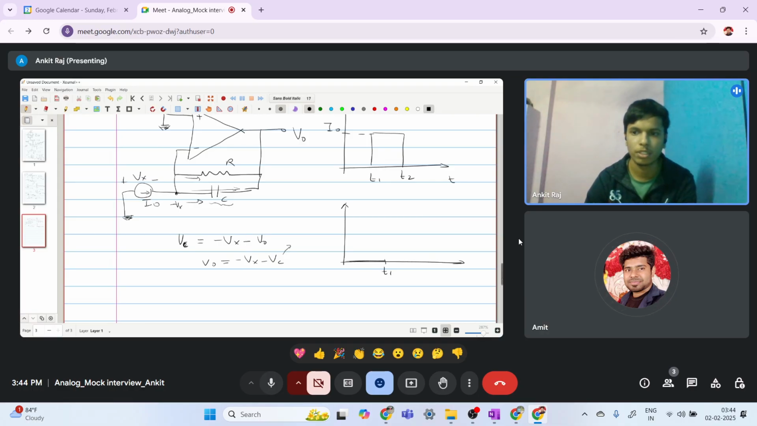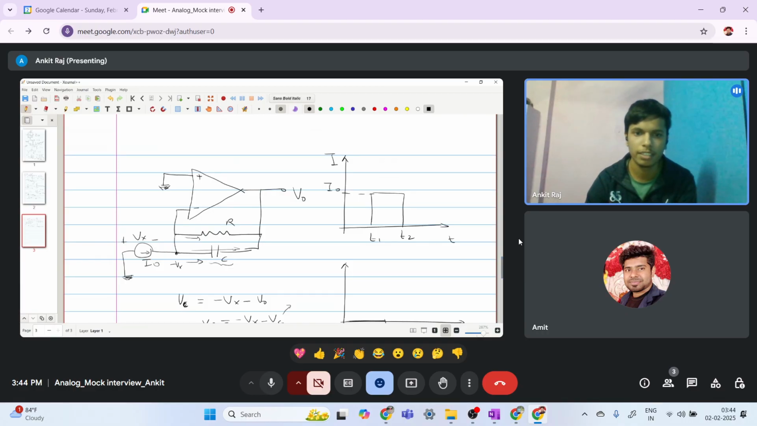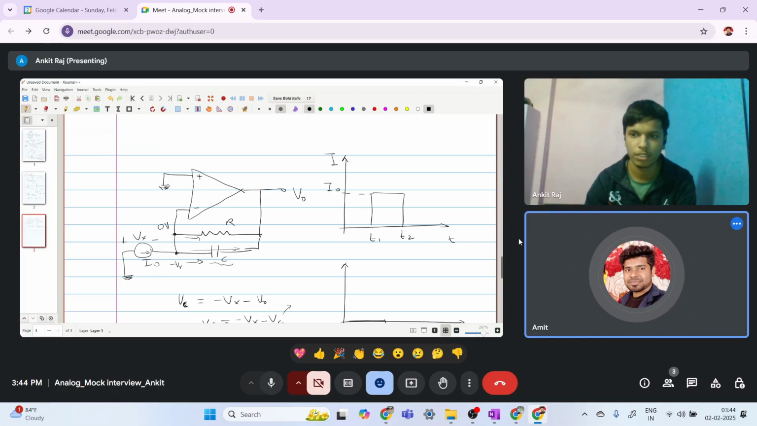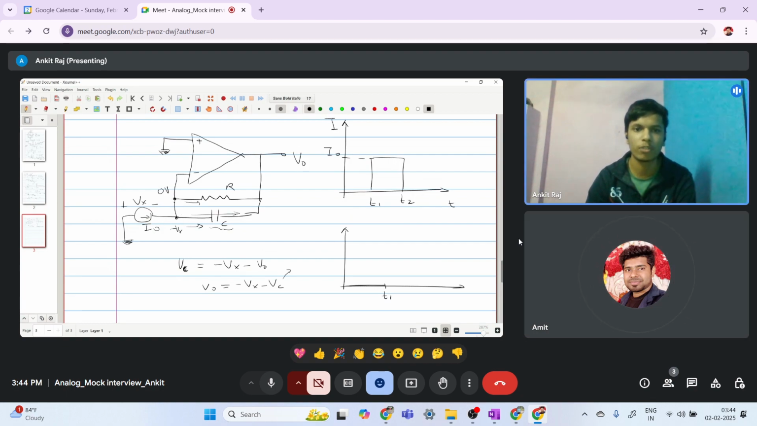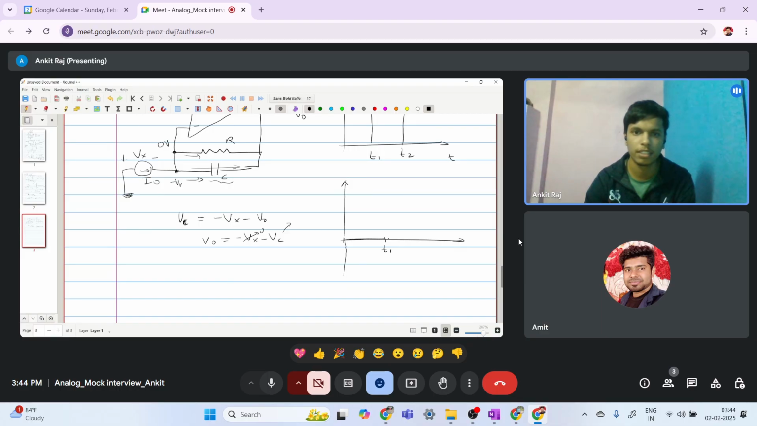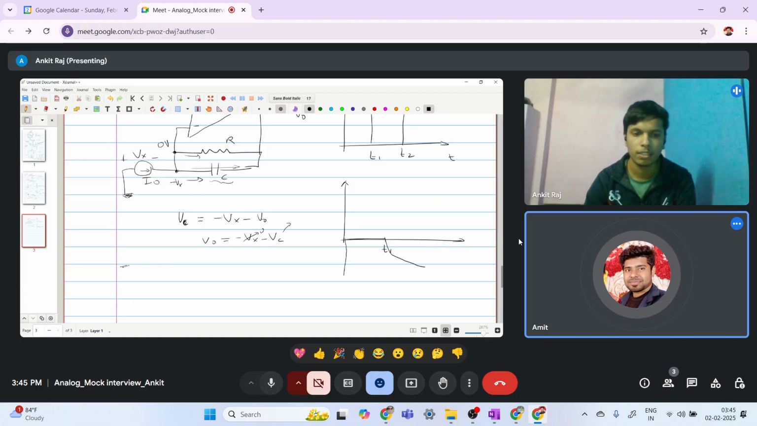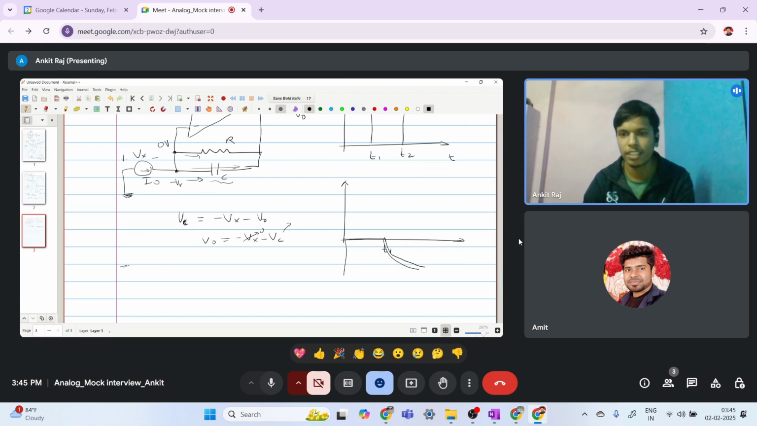There is also negative feedback, so this point will be 0 volt, due to the virtual short circuit. So Vx will be 0, and the capacitor will start charging. V naught will increase like this, in the negative direction.